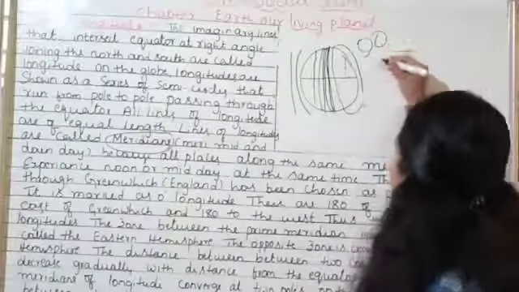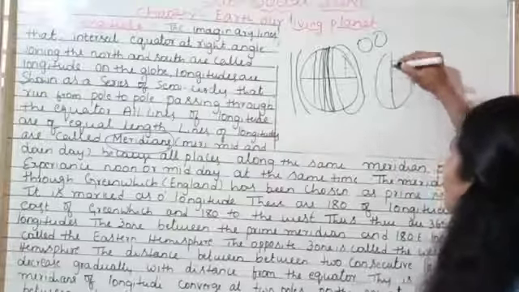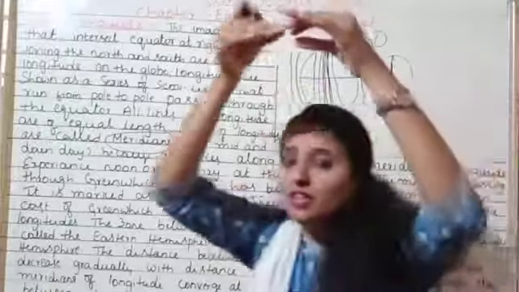So from here to here, whichever lines are there, for example here India, Pakistan, all the places are there. From here to here, from one pole to another pole, which are the lines?